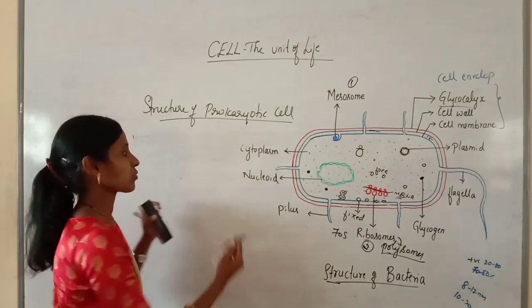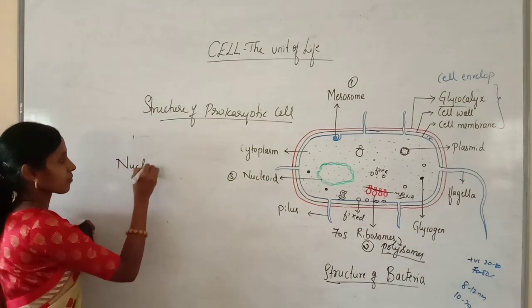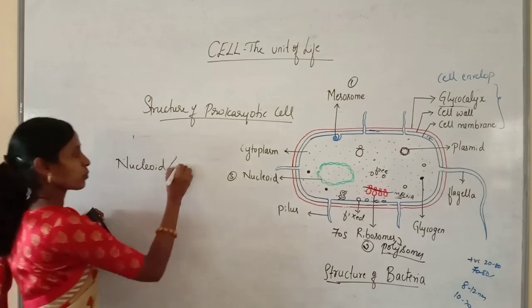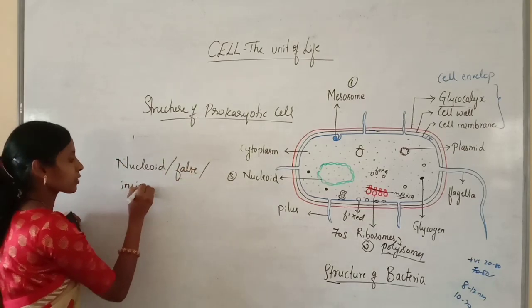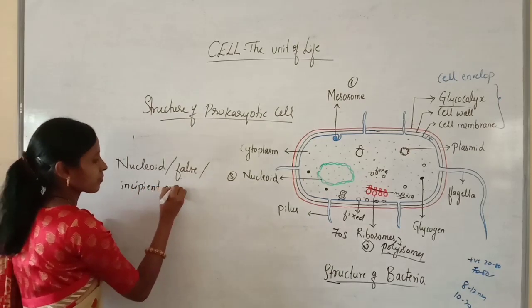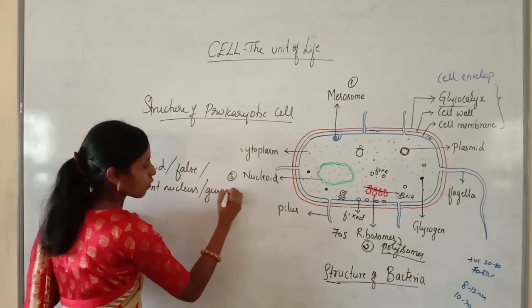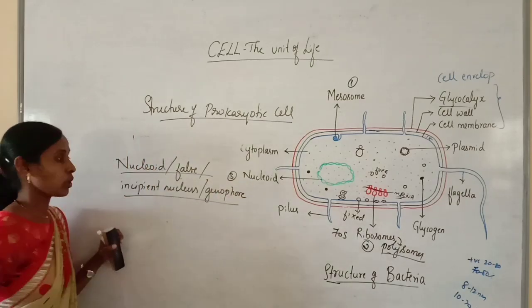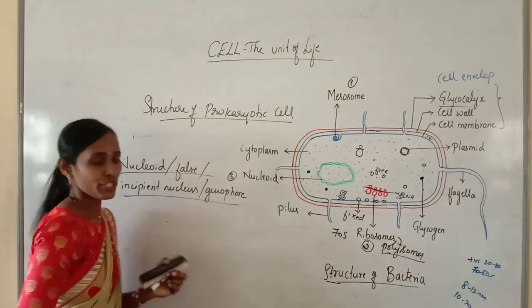So the next structure we are going to discuss is the nucleoid. This nucleoid can also be called a false nucleus or incipient nucleus, or it can also be called genophore. So there are different names for the nucleoid. It can be called a false nucleus, incipient nucleus or genophore.